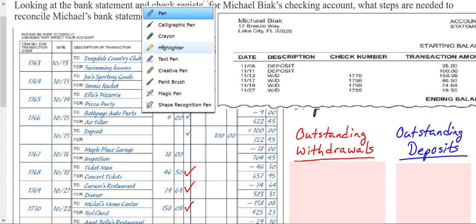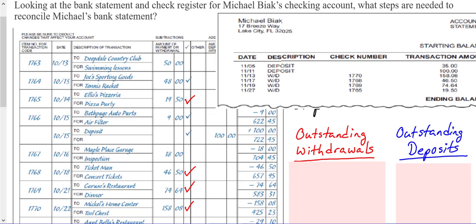So the next step is to look for which withdrawals do not have a check mark. So as we look through our check register, the first one, 1763, we see that that does not have a check mark yet. So that is what we would call an outstanding withdrawal. And then we'll go down. There's no check mark on this line. That is also a check. So that is also an outstanding withdrawal.